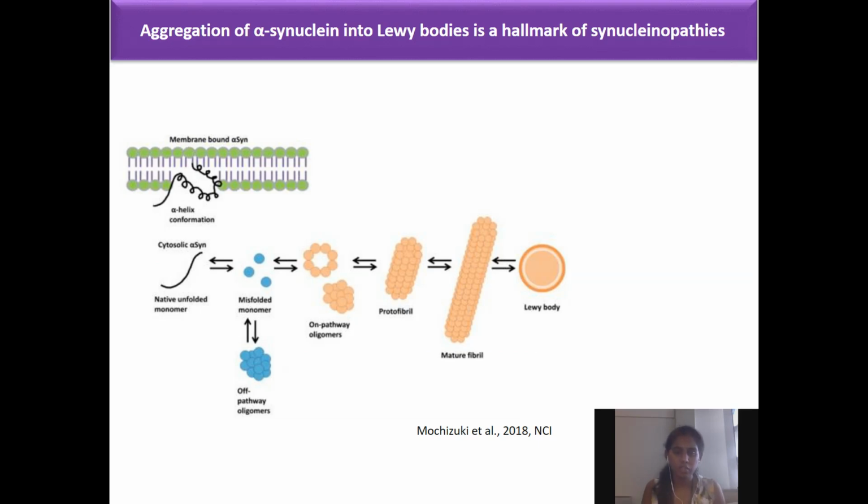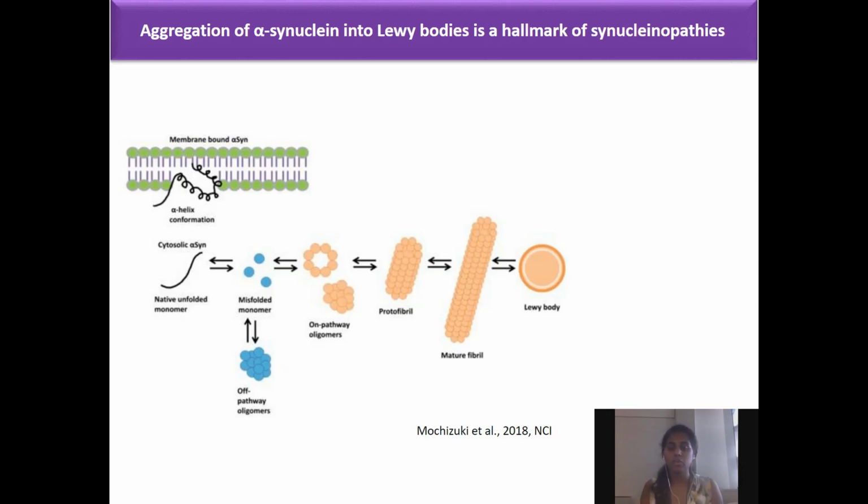In neurons under physiological conditions, α-Synuclein exists in two forms. One is a cytosolic native unfolded monomer, whereas the other is the membrane-bound α-Synuclein, which forms alpha helical structures. Under pathological conditions, the monomeric α-Synuclein undergoes major structural changes, causing it to misfold and form oligomers, which then organize into fibrils and then eventually deposit as Lewy bodies inside neurons.